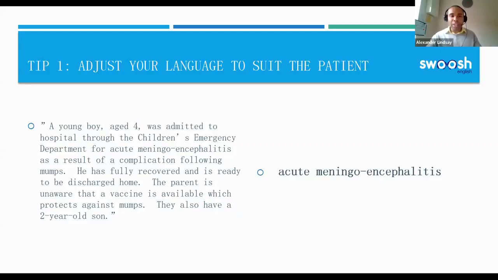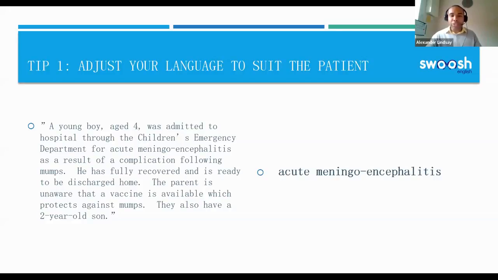So this phrase, acute meningoencephalitis, is not a phrase that the parent will likely be familiar with. So you might avoid using it. You should avoid using it. Instead, focus on the more familiar disease, which will not confuse the patient, which is mumps. So almost every patient or every caregiver is going to be aware of mumps. It's a very common disease. So using that is not going to provide any confusion for the patient, and they'll be able to follow you without getting distracted by the lack of understanding because of the technical terminology.